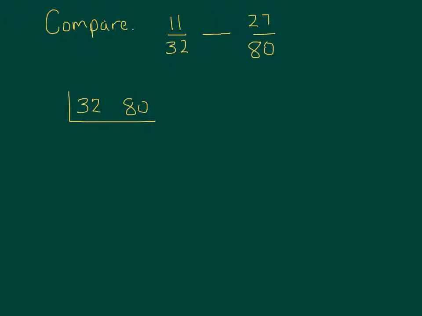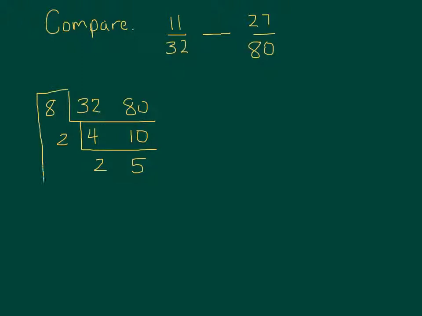They share a common factor of 8. 32 divided by 8 is 4. 80 divided by 8 is 10. 4 and 10 are not relatively prime, so let's keep going. Let's divide both of them by 2. So 4 divided by 2 is 2. 10 divided by 2 is 5. Now we're not only relatively prime, but 2 and 5 are both prime, so we know we're finished.